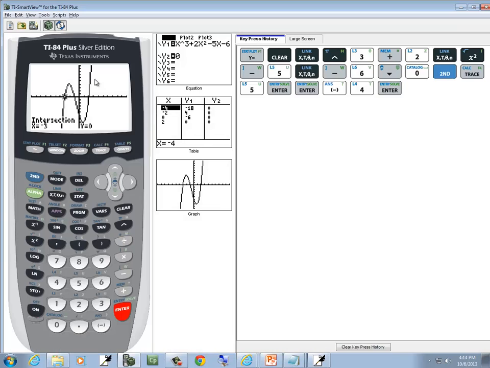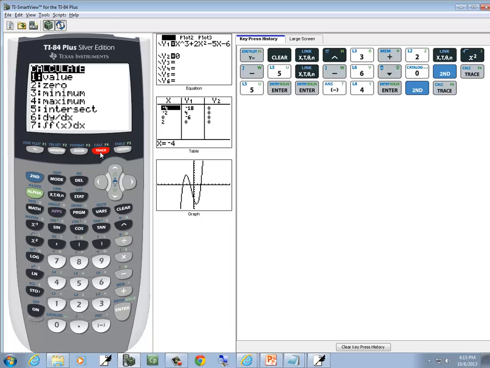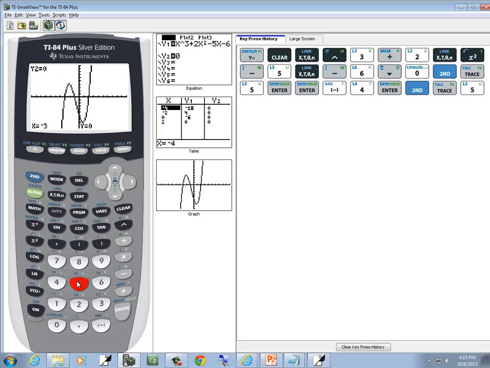Now we have 2 other places where it crosses the x-axis, so we have to go through this process 2 more times. So we do second trace, sorry. Then we'll choose intersect. Enter on first curve, enter on second curve. It looks like -1, so let me put in -1. Doesn't hurt to actually guess what you think the answer is. And it says -1.